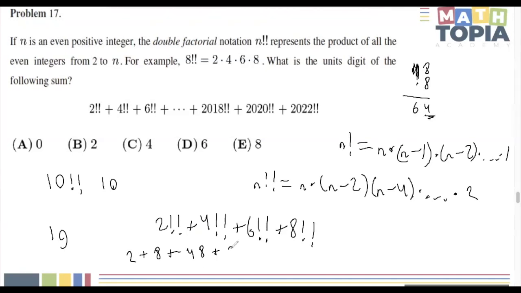So it's something followed by 4, but we don't care about this something because all we're looking for is the units digit, which is going to give us 2 plus 8 plus 8 plus 4. It's going to give us 22. So we take the units digit of that. We get 2. Nice problem. Let's move on.